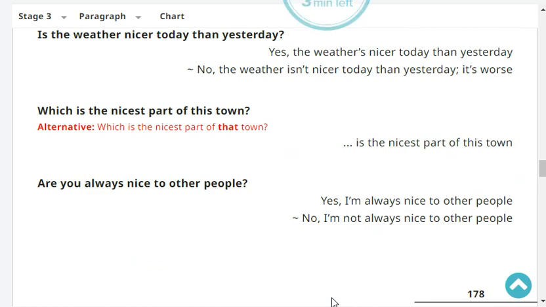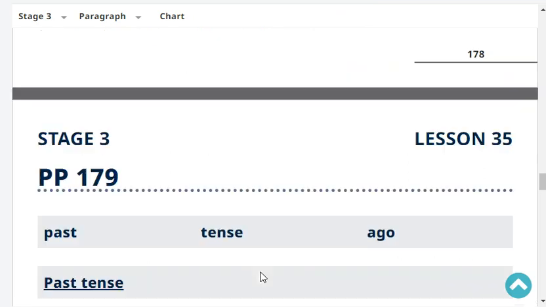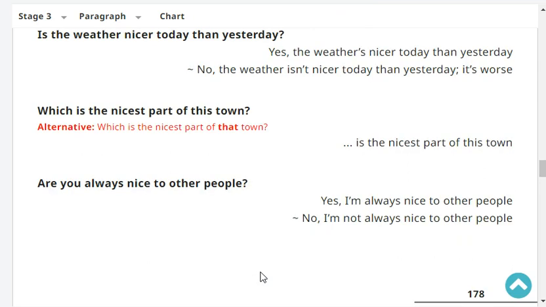Which is the nicest part of this town? The park is the nicest part of this town. Are you always nice to other people? Yes, I'm always nice to other people. No, I'm not always nice to other people.